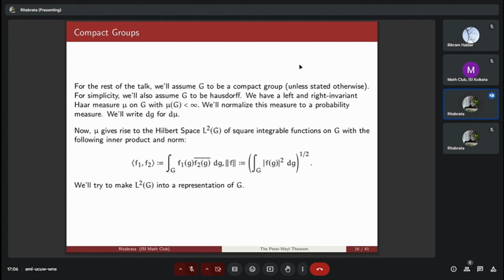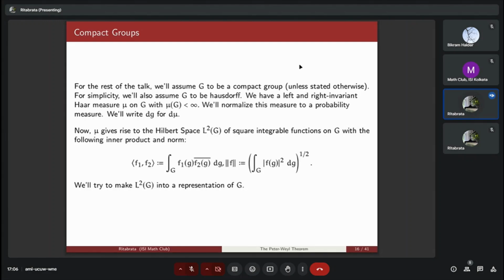So we'll normalize this measure to a probability measure. That is, you can divide the whole thing by the total measure to normalize it to 1. Basically, the measure of the whole group will be 1 after the scaling. This is a pretty standard thing to do. So basically, this will give us a Hilbert space.